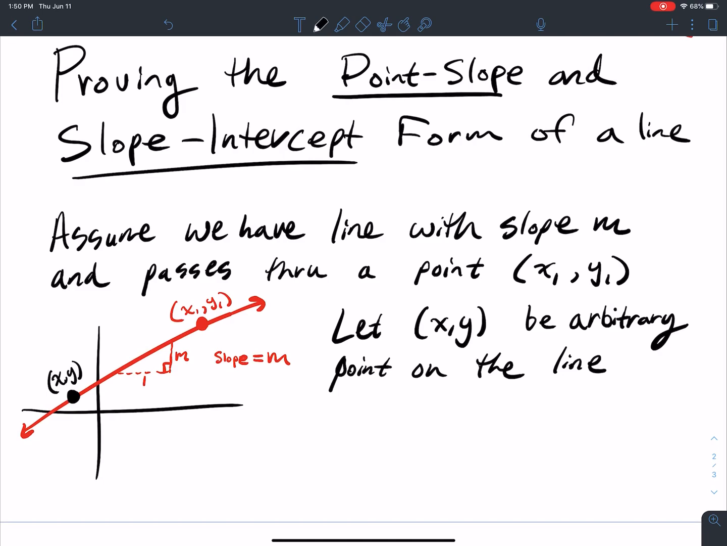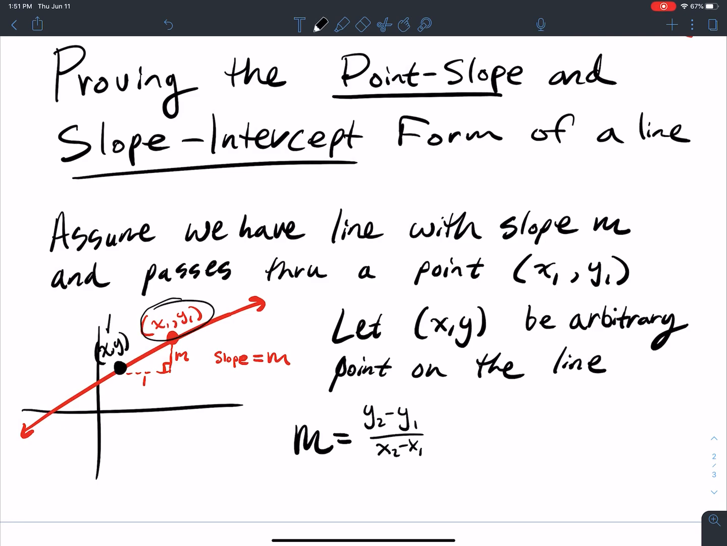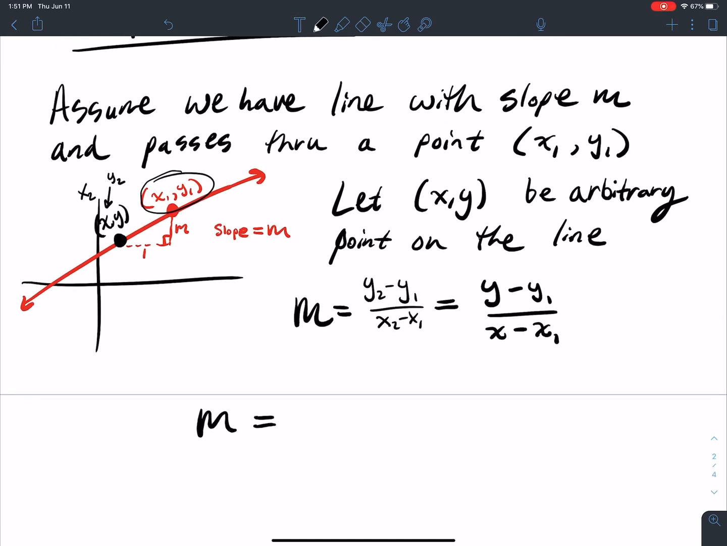Now, slope. Slope tells me that if I want to find the slope between 2 points, all I need to do is use my slope formula. M equals, well, the slope is what? Well, the formula is y2 minus y1 over x2 minus x1, right? So if we use this as our x1, y1 point, then the x2 would be x and the y2 would be y. So this becomes y minus y1 over x minus x1. Okay? So I have the equation m equals y minus y1 over x minus x1.